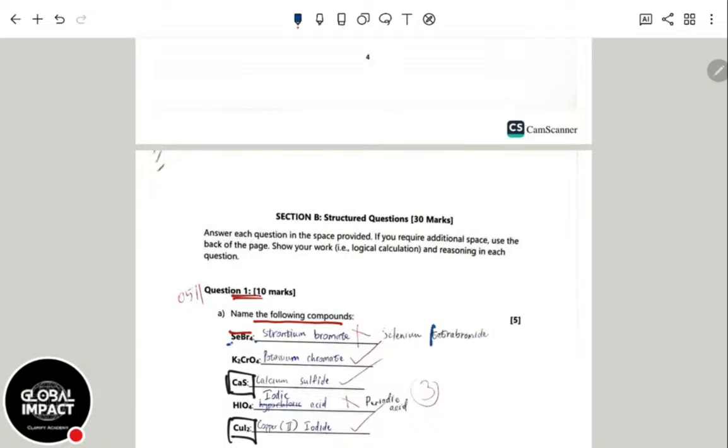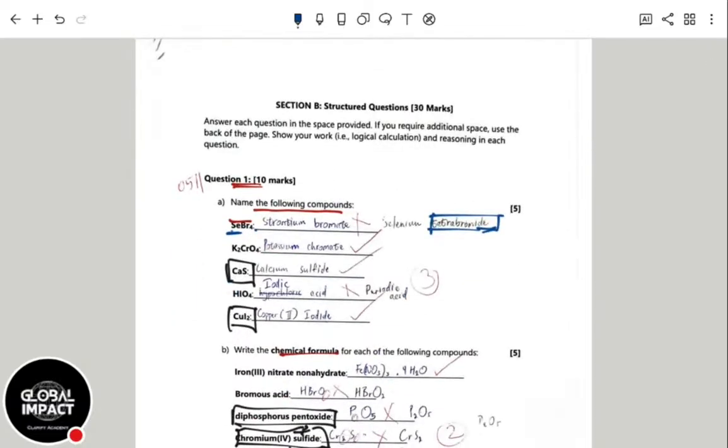So you write the first thing as it is, then the second one you write it, but don't forget the number of things matters. Okay? Now let's say CaS. What is it going to be? Calcium as it is, S sulfide.